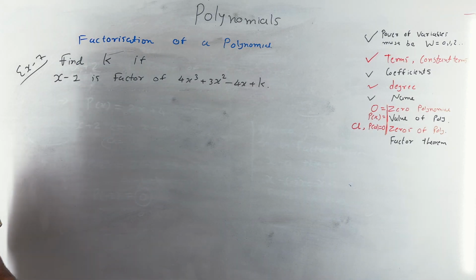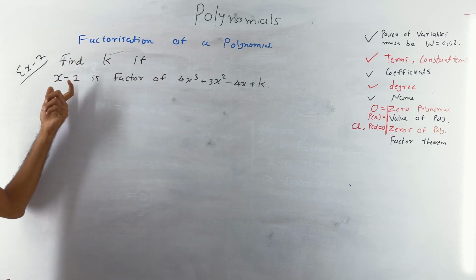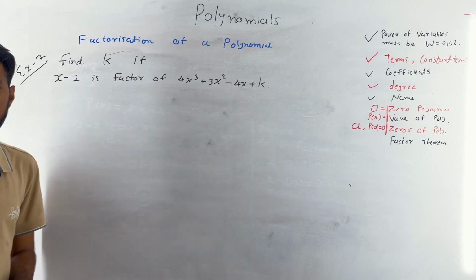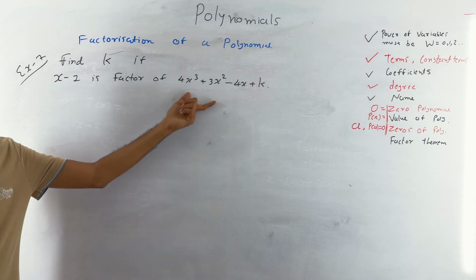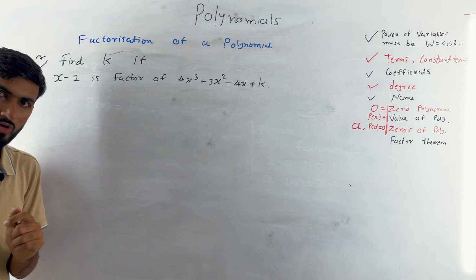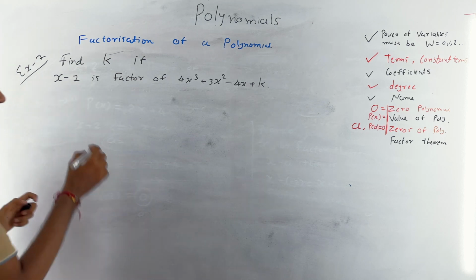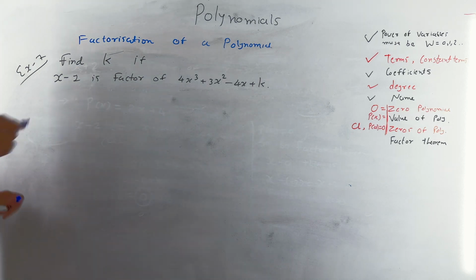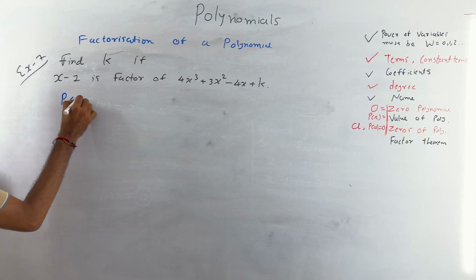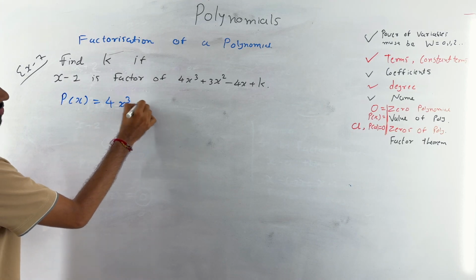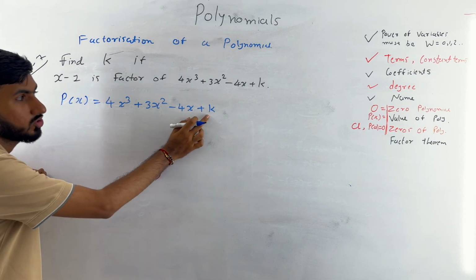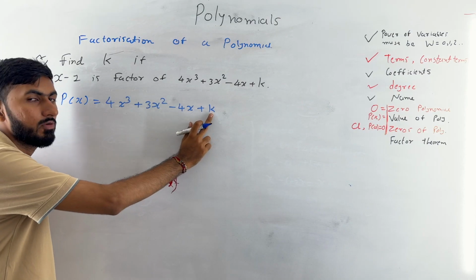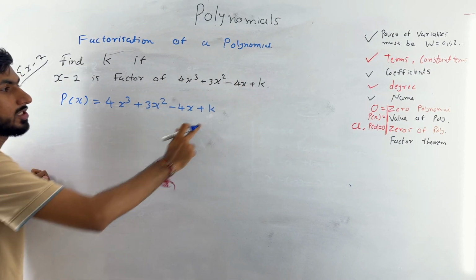Now we will see example number 7. In this example, I have to find the value of k if x minus 1 is a factor of this polynomial, right? Now we all know that by the factor theorem, if this is a factor of this polynomial, that means P of a will be 0. So we will use the factor theorem to find the value of k. I can write P of x is equal to 4x cube plus 3x square minus 4x plus k. Now see, here k is not a variable. I want to find the value of k, so I have written k here, as mentioned in the question.